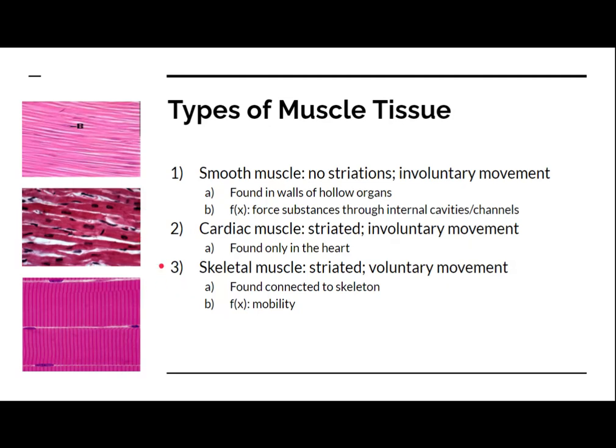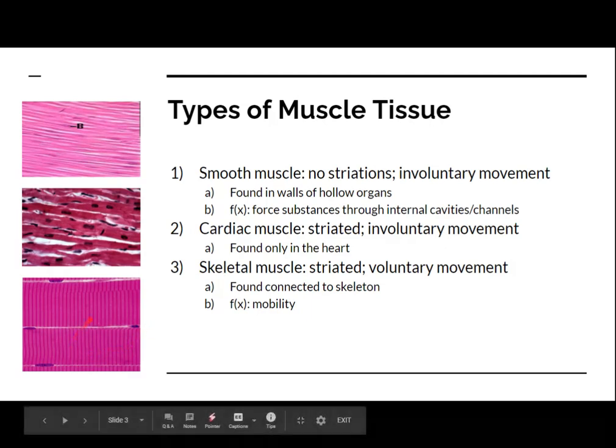The third type, and one of the main types we'll be focusing on throughout this unit, is skeletal muscle. This is striated, and it is also responsible for voluntary movement. It is, as the name might imply, connected to the skeleton for the most part, and its primary function is mobility. And that is stuff that we already know, so we're going to move right on to the new stuff.